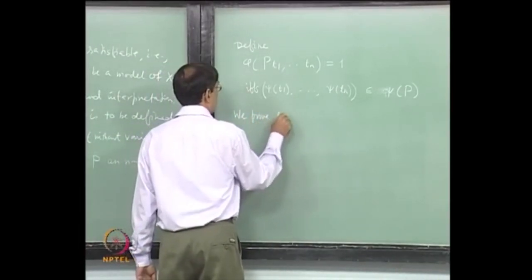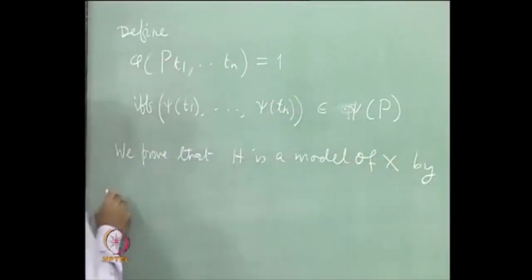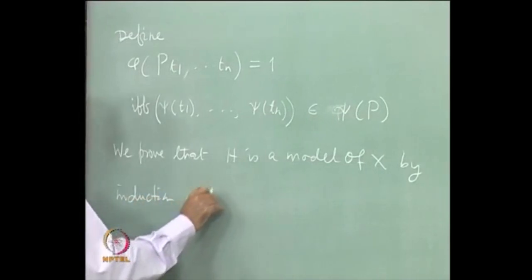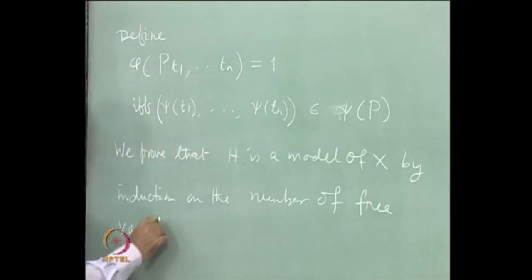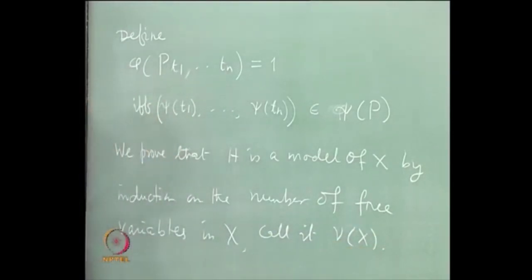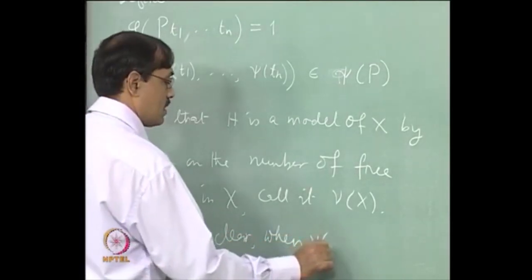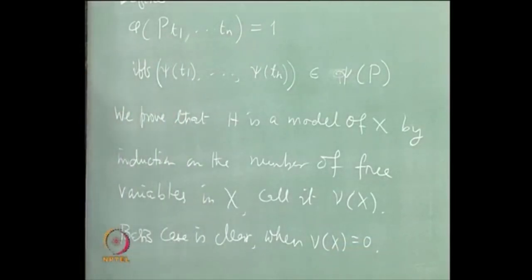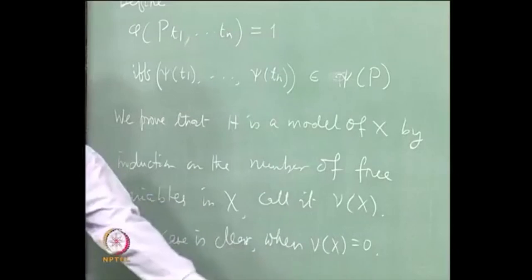So we prove that H is a model of X by induction on the number of free variables in X, call it nu X. So if nu X equal to 0, it is propositional, so there is nothing to prove, the basis case is clear. It is clear when nu X is 0, so X is simply a proposition, only connectives are there, so connectives will take care, in both the things connectives are the same.